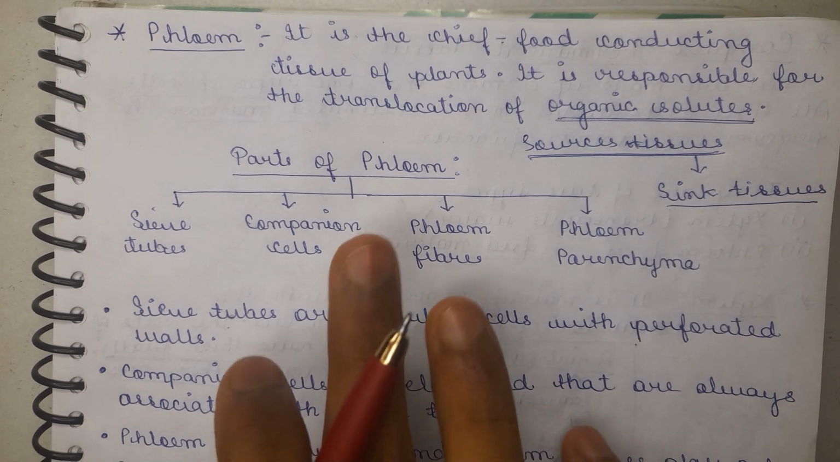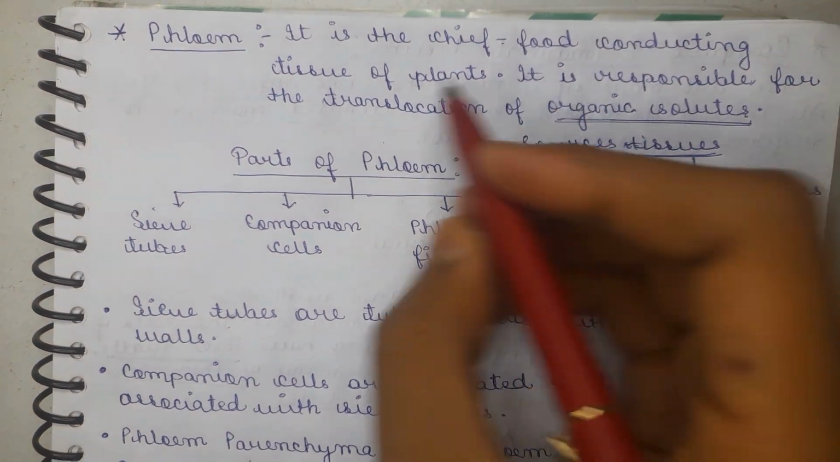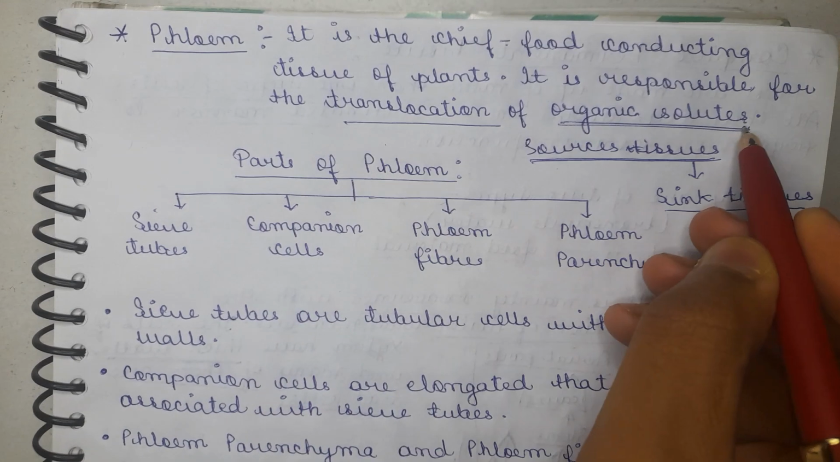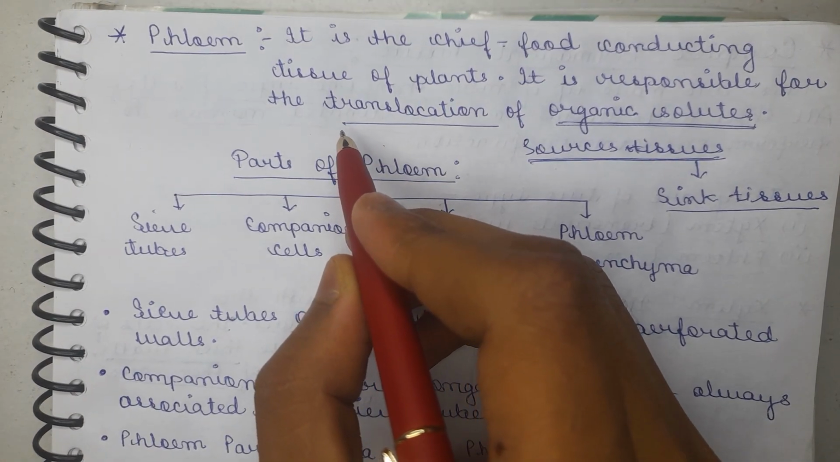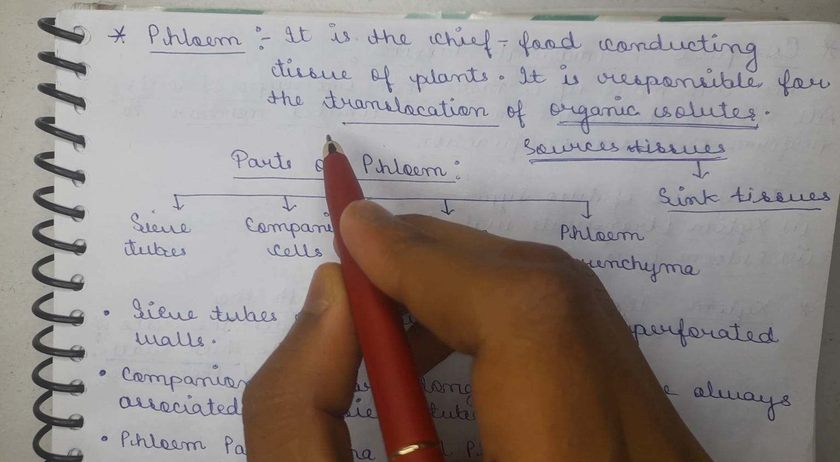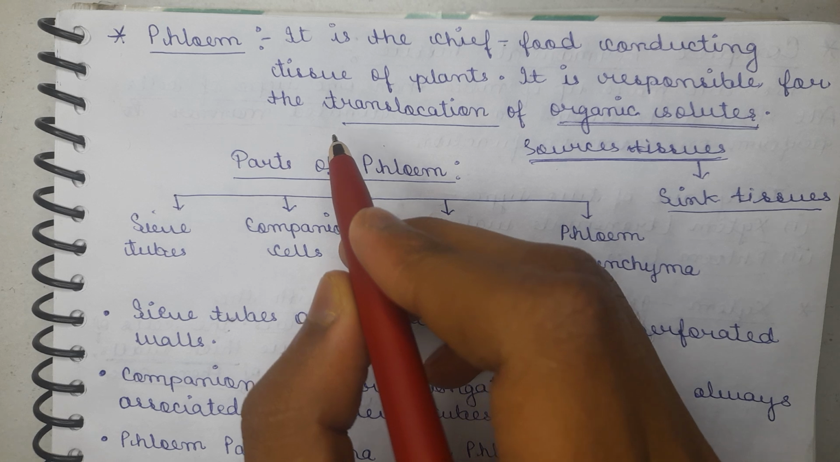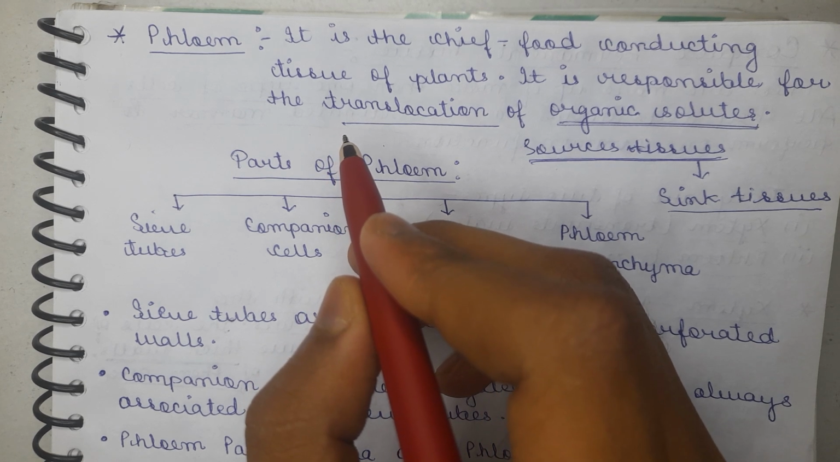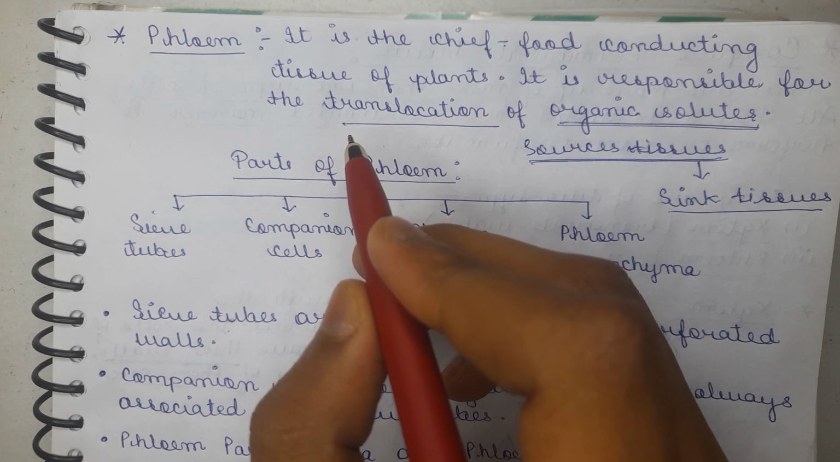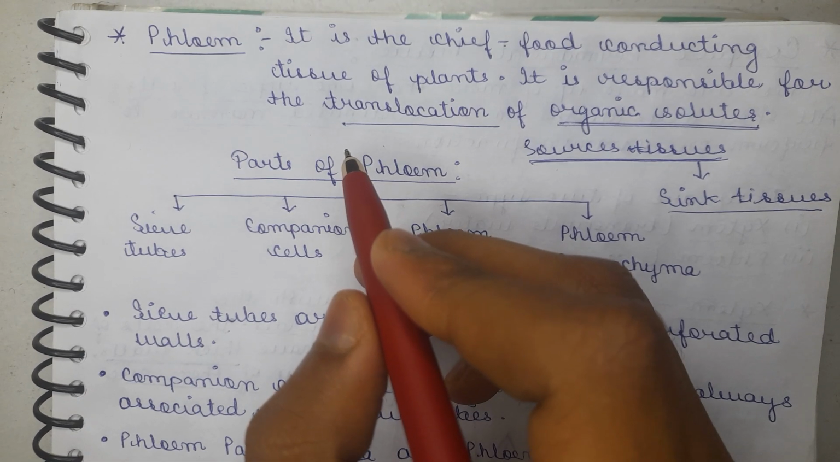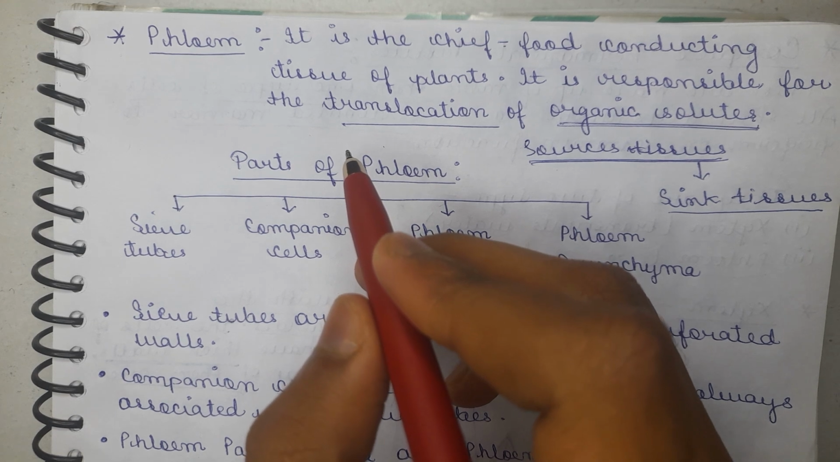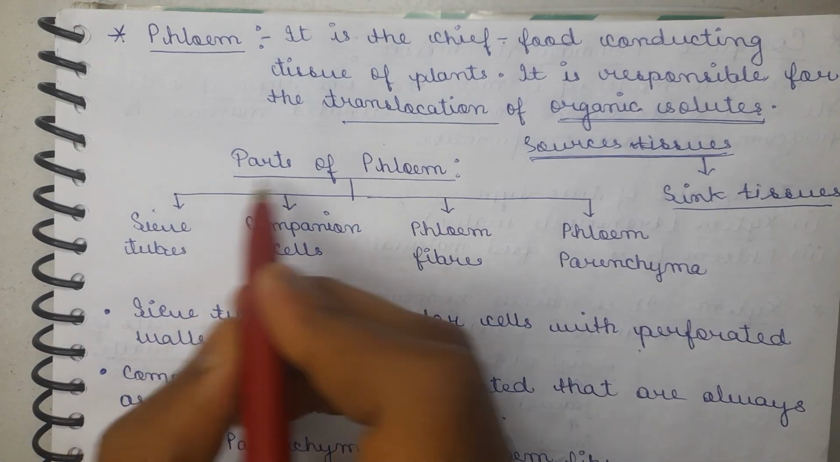Now phloem, as we have already seen, is responsible for the translocation of the organic solute, that means the process where the food materials get distributed within the same plant. If leaves make food with the help of photosynthesis, that food is distributed only within that plant. If different plants make different food, then that food will be distributed in that plant only. Now we will talk about the parts of the phloem.